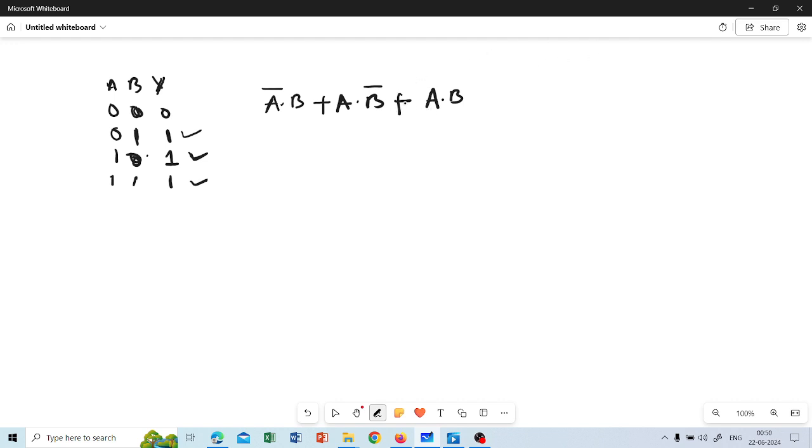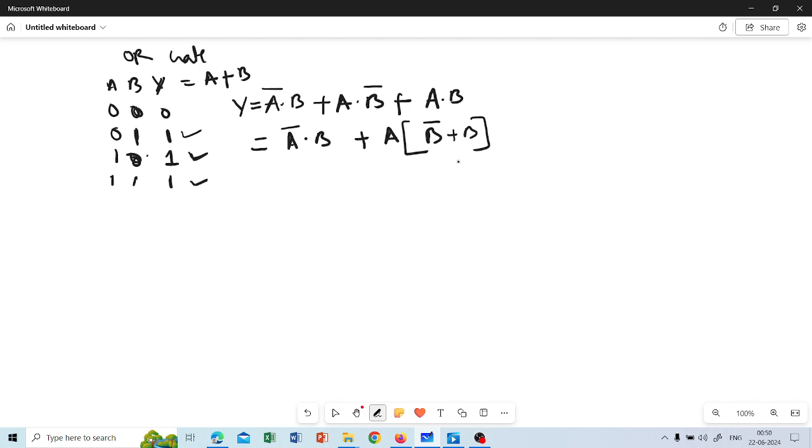As you all know, the expression for the OR gate, Y is equal to A plus B, right? Now this is the expression we got. We have to reduce it, so again we have to use Boolean laws here. The first thing we can do is take A common out in the second expression. If I take A common, then B bar plus B, as I discussed, is 1. This is a property. So A dot 1.